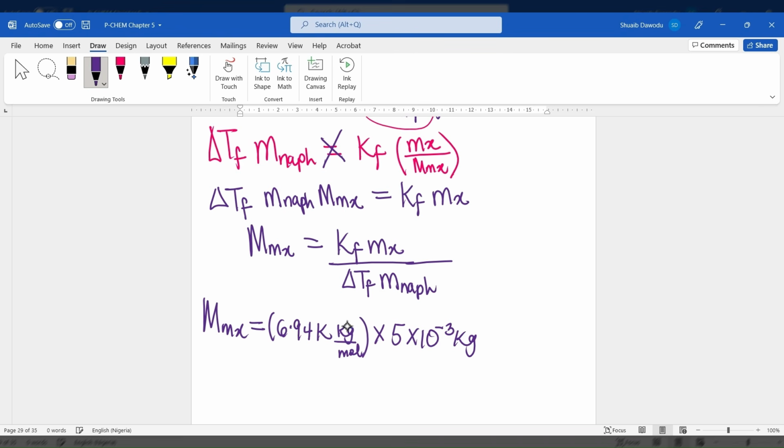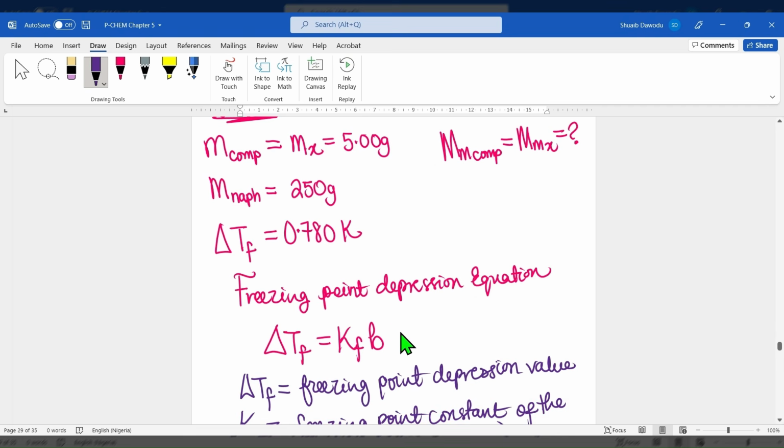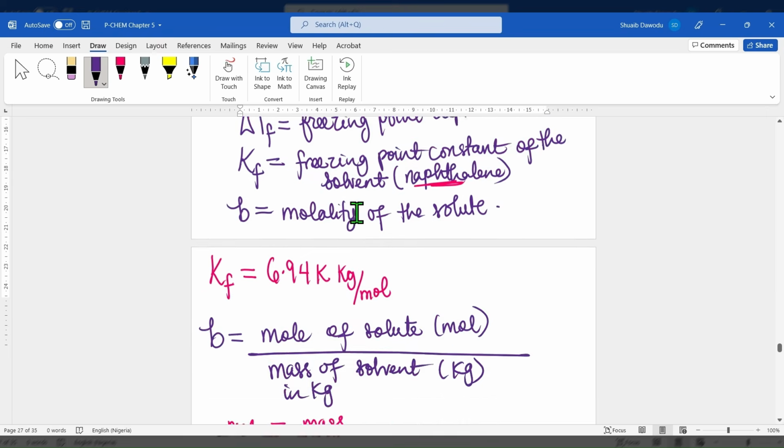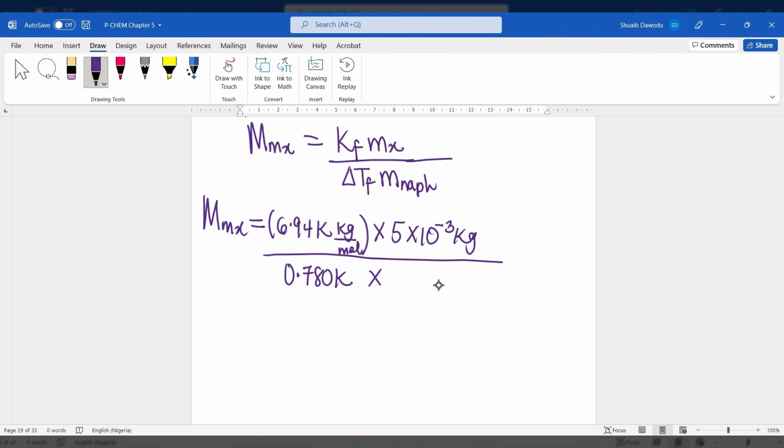So that's the mass of the unknown compound X, divided by the change in T. We know that to be 0.780 Kelvin. It was given to us in the question. Multiplied by the mass of naphthalene, which is 250 grams, or 250 times 10 raised to the power of negative 3 kilograms. Yeah, that's it. So you cancel out the Kelvin, cancel out the kilograms. That's what we have.